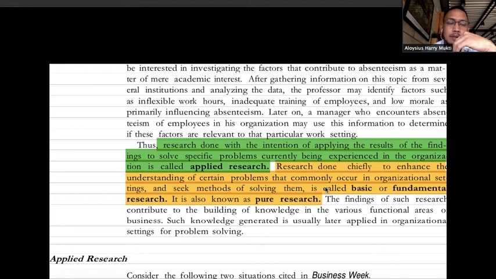This is further explanation about applied and basic research. Applied research is research done with the intention of applying the results of the findings to solve a specific problem currently being experienced in the organization. So the data is current, right now, and we are expecting a suggestion to solve the problem immediately.